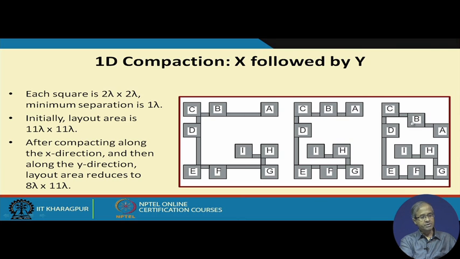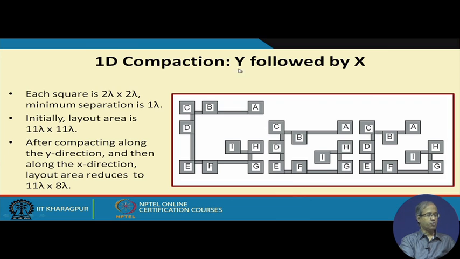Okay. So, because B is connected to C and B is connected to A, you have to keep this connection also. Okay. You cannot move them any further, and C is having D below, so you cannot move it further. So, you cannot reduce the height, it is 8 lambda by 11 lambda. This is x followed by, first you do x compaction, then you do y compaction.